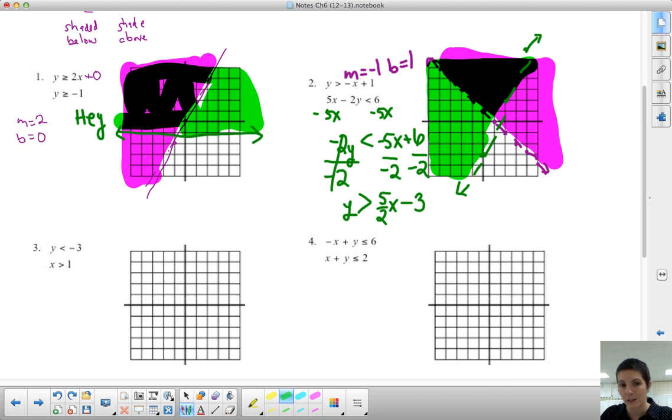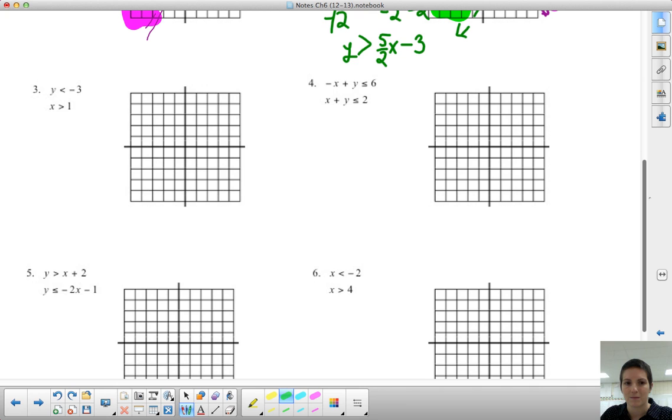Number 3 has a special case for you, so be careful with that horizontal and vertical line. Number 4, they both need to be changed into slope-intercept form. Number 5 is one where they're all ready to go. They're both in slope-intercept form. Be very careful. And in number 6, again, more special cases.